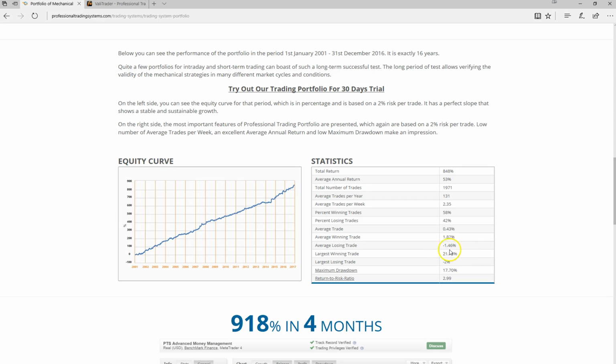Largest winning trade of 21.78% whilst risking a fixed 2% on the account, which can be adjusted in the logic of the system, which I'll go through a bit later. Maximum drawdown of 17.7% and a return to risk ratio of 2.99 to 1.